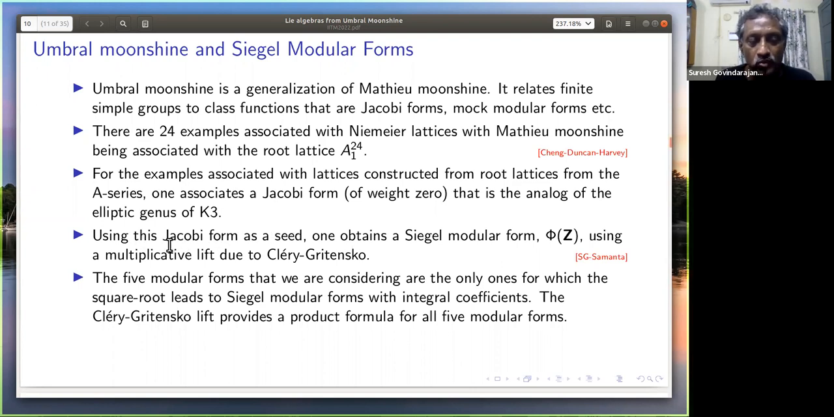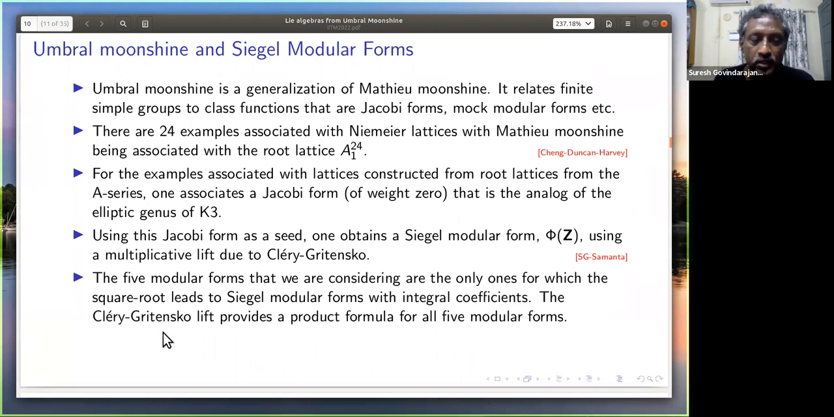What one can show is that using this Jacobi form as a seed, one obtains a Siegel modular form phi using a multiplicative lift due to Cléry and Gritsenko. I'm not going to give you the formula, but all I want to tell you is that this phi will have a product formula. It will be a product of a whole bunch of terms. And the 5 modular forms that we are considering are the only ones for which the square root leads to Siegel modular forms with integral coefficients. So we have a condition that the square root should make sense and give things with integer coefficients, and that works.